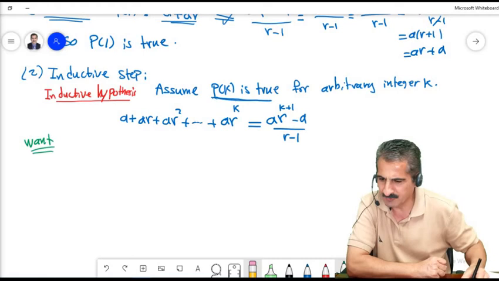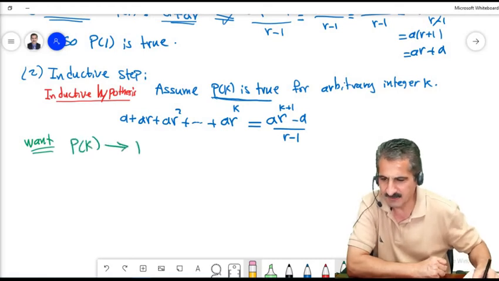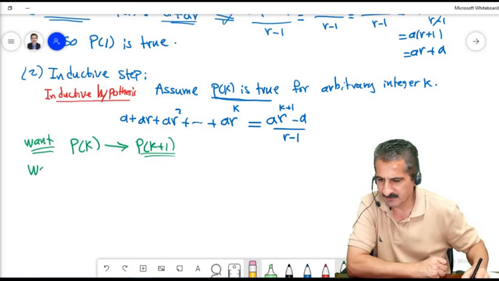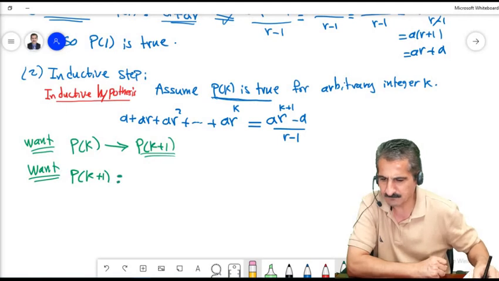We want to show that under this assumption, which means P of k, we will get P of k plus 1. So what is P of k plus 1? Again, P of k plus 1 says that if we add a, ar, a times r squared, all the way till we reach what?